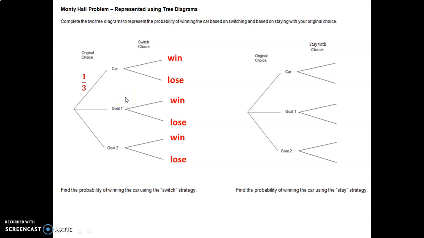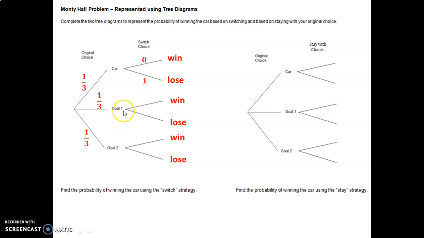Okay, well, this is how you could have gone about this. Your original choice, you have a 1 in 3 chance of choosing a car, 1 in 3 of goat 1, 1 in 3 of goat 2. There's an equal probability of choosing one of those when you select your first door. And of course, you don't know which one it is. And then if you chose a car and you do a switch, well, you will lose because you were on the car and now you're switching to the other one and you don't have the car anymore. So your chance of winning there is 0, but your chance of losing is 1.